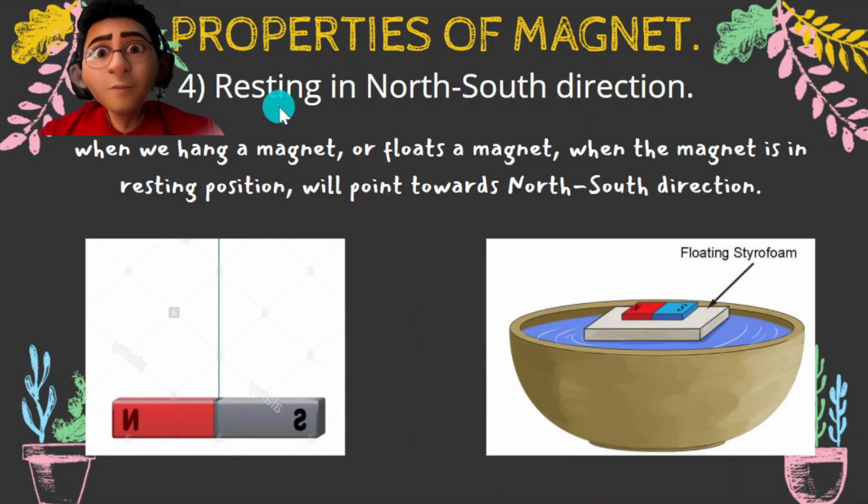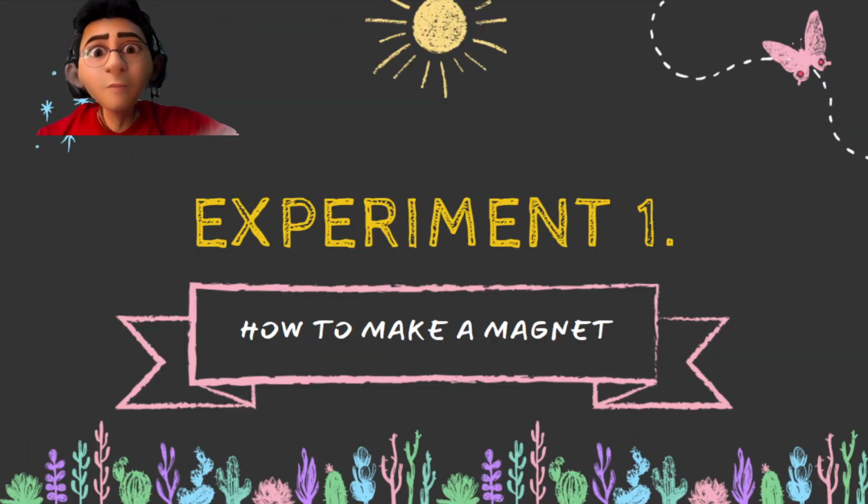The fourth property of magnets is resting in a north-south direction. If we hang a magnet like this or float a magnet like this, when the magnet is in resting position, it will point towards the north-south direction. The N, the red one, letter N will point to the north and S will point to the south, like a compass that I have shown last week.